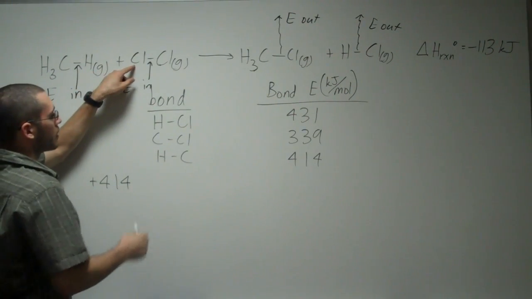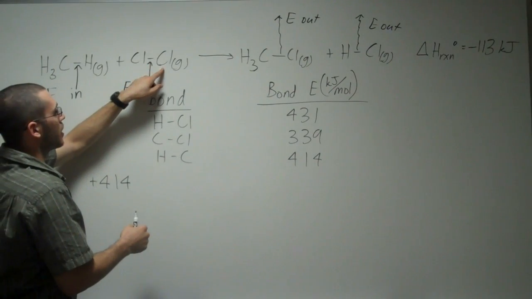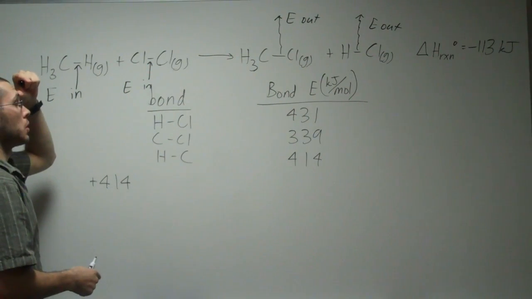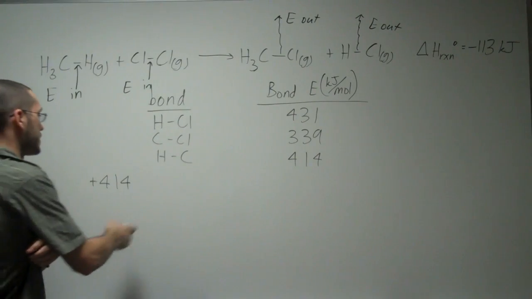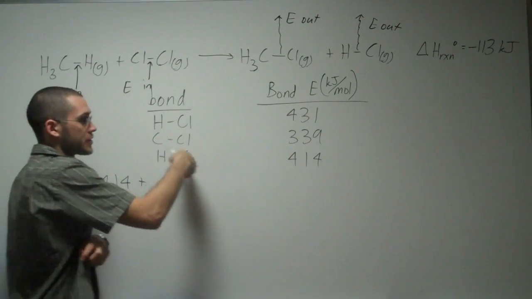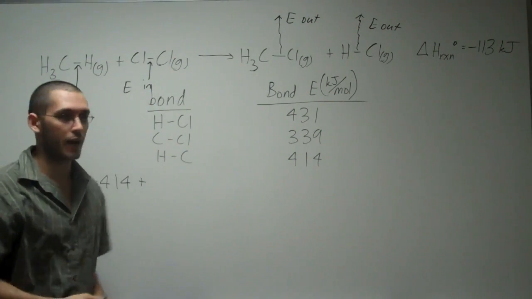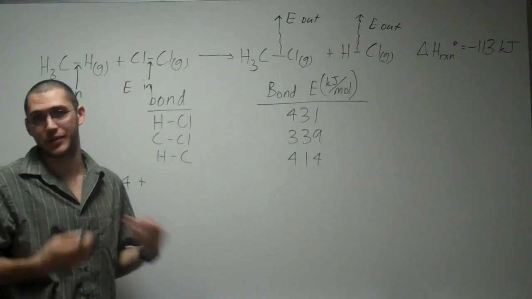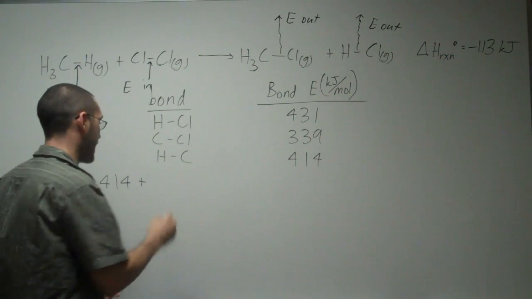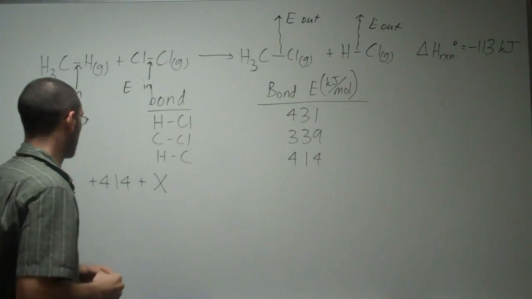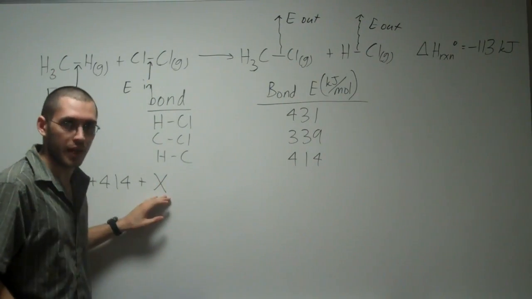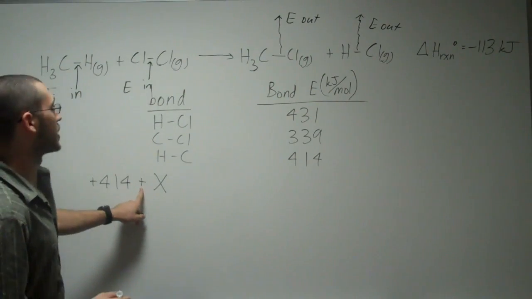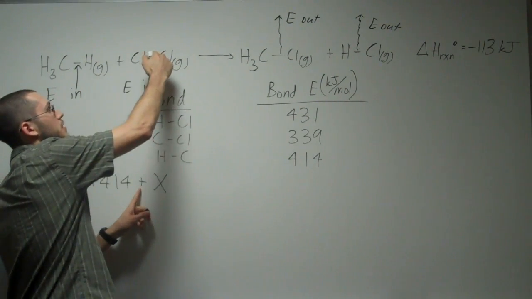I need to break this ClCl bond. Oh, but wait, that's what I'm looking for. Since I don't have a value for ClCl, I need to give it a name. Now, we could call it a number of vulgar names, because maybe we don't like doing chemistry. I like doing chemistry, so I'll call it X, since it's not too scary. It's a positive because I need to put energy into that ClCl bond in order to break it.